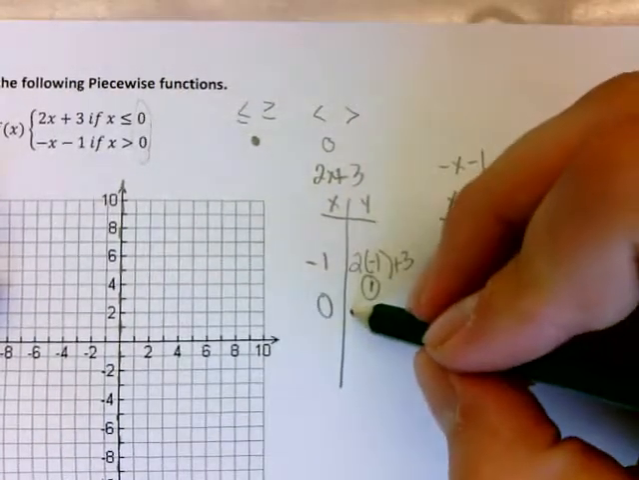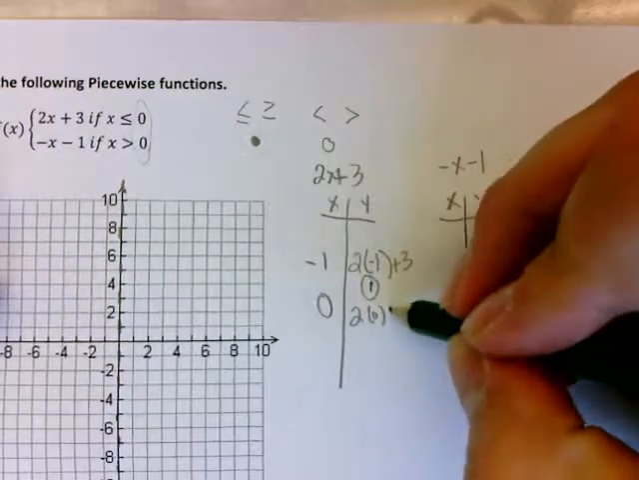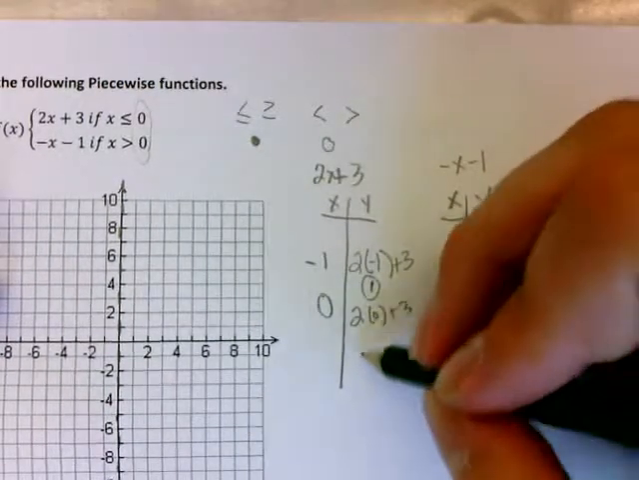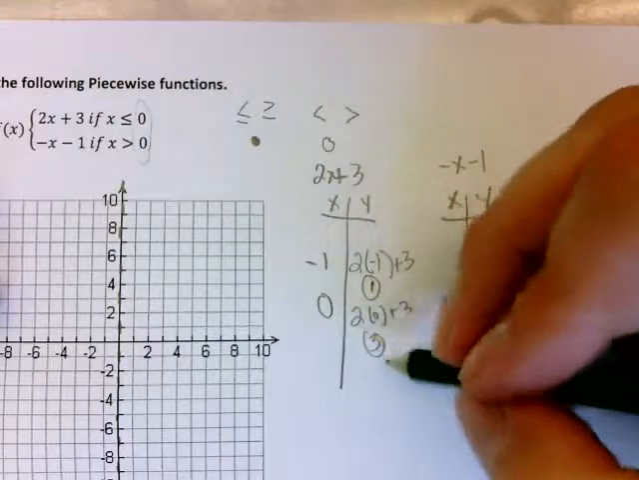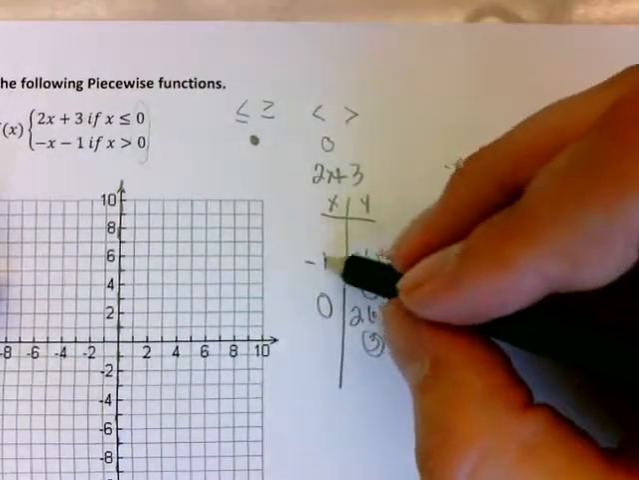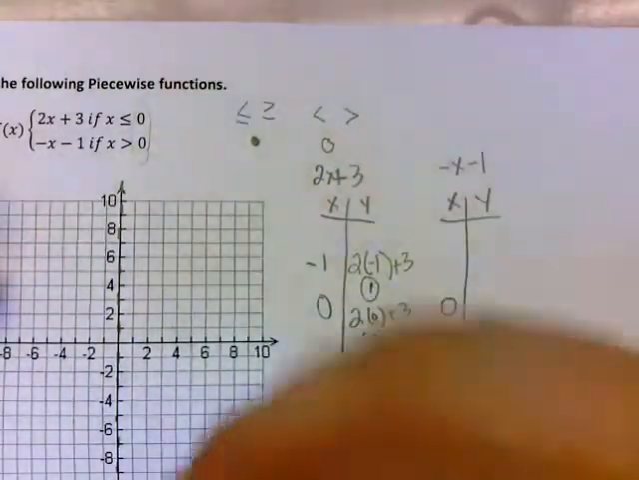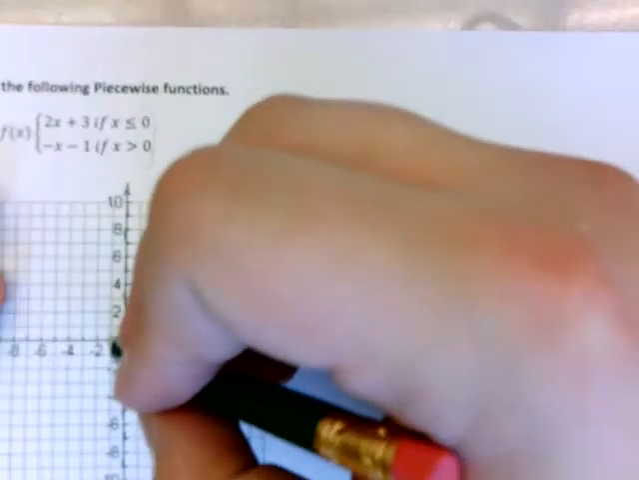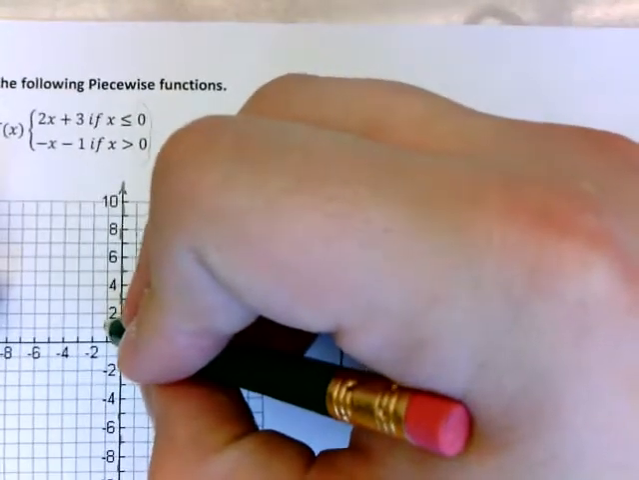Now let's do the next one. 2 times 0 plus 3. 2 times 0 is 0, plus 3 is 3. And 0, 3 is the second point. So the first point is -1, 1. We're going to find -1, 1 and put a little dark mark.